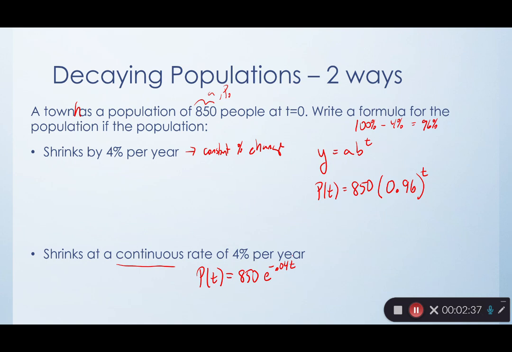I might ask what's an appropriate domain, right? Because this model is not going to hold once the population hits 0, right? But is it ever going to get to 0? No, right? Because what does our exponential decay function look like? It looks like this, and it has a horizontal asymptote at 0. So our population is never going to get there in mathematical theory. In reality, at some point, you're going to fall below a whole person, and the town's not going to have a population anymore.